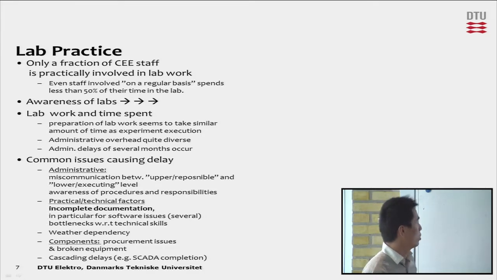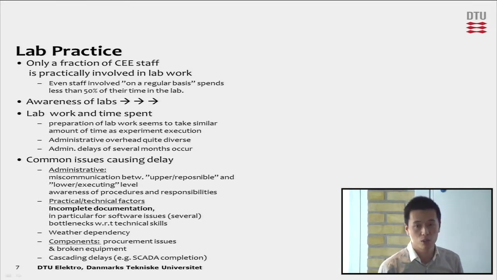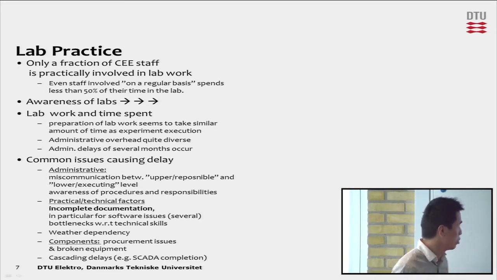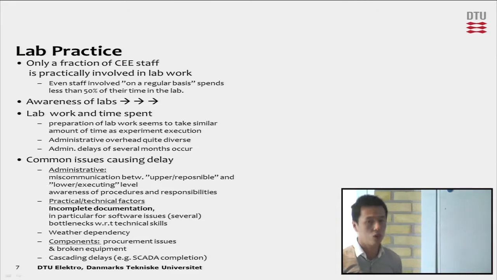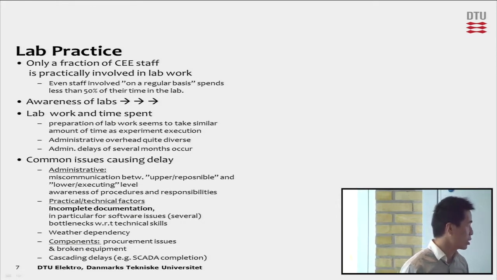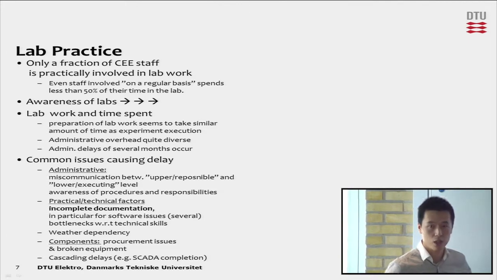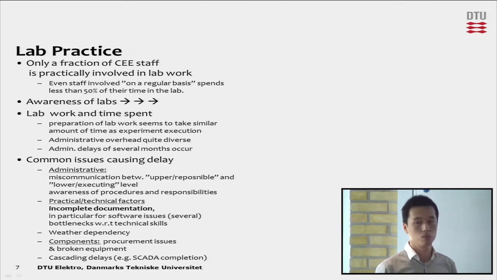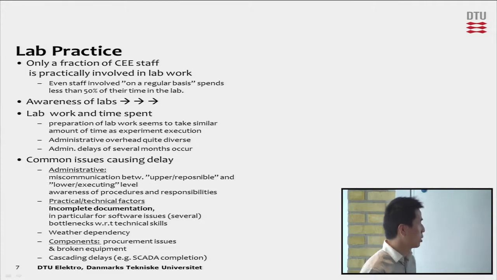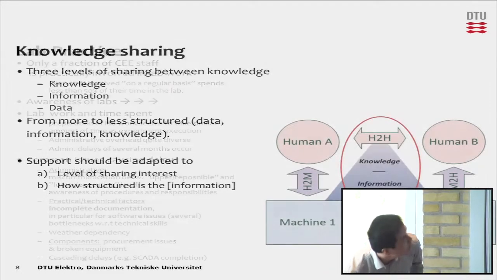Also, for some software issues, there's a bottleneck regarding the technical skills for using the lab. For example, the SCADA system is mentioned, and only a few people can use it right now. Of course, weather is also an important factor during lab work, for example, for PV experiments. It was also mentioned that component failure, as Anna said before, is a problem causing delays. This is what we found out for the lab practice.